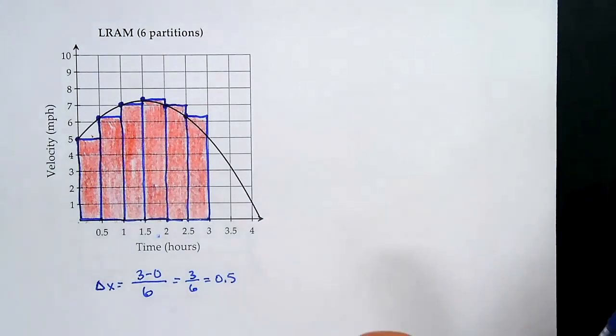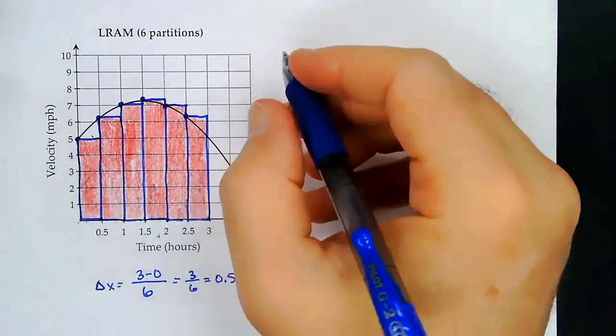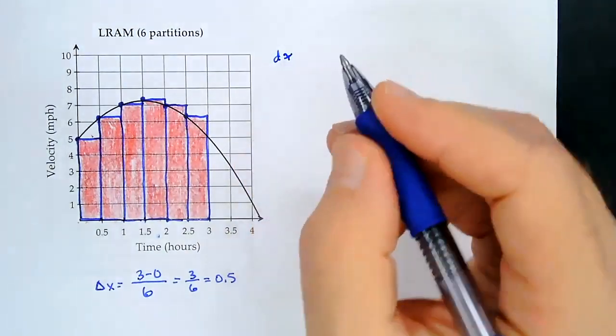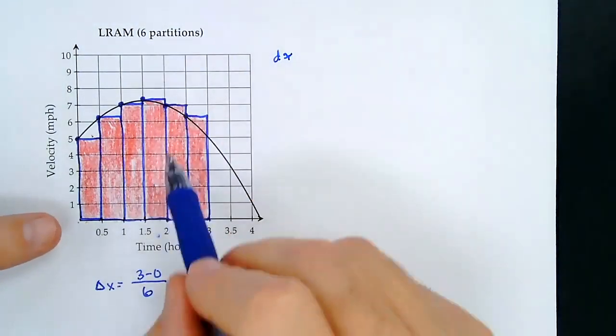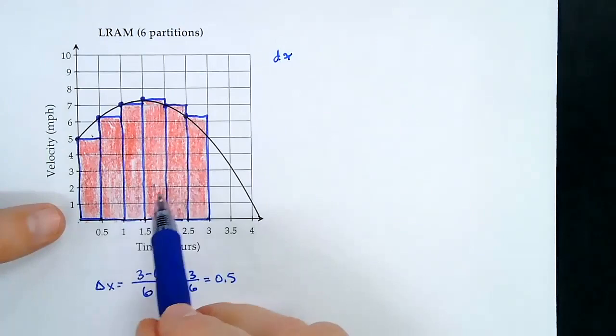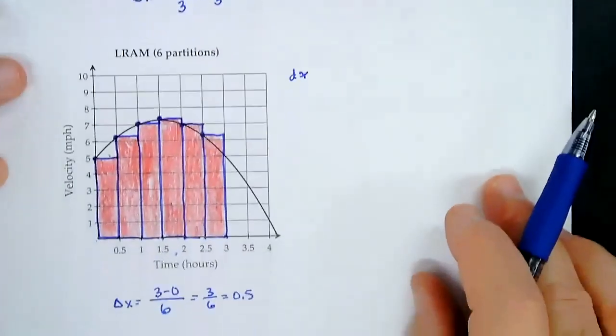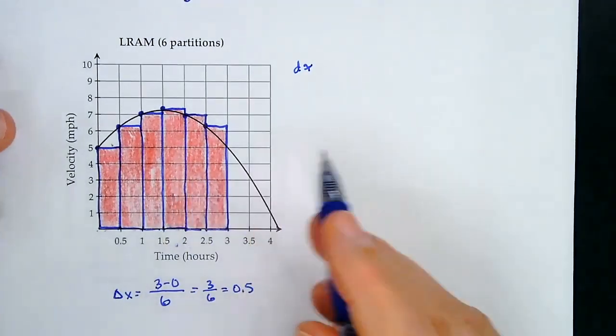Okay, so let's do the math involved in getting this. The distance we would estimate is going to be a better estimate than this one because we're using more rectangles. I point to this one because that's the 3 partition one. This one's going to be a better estimate.